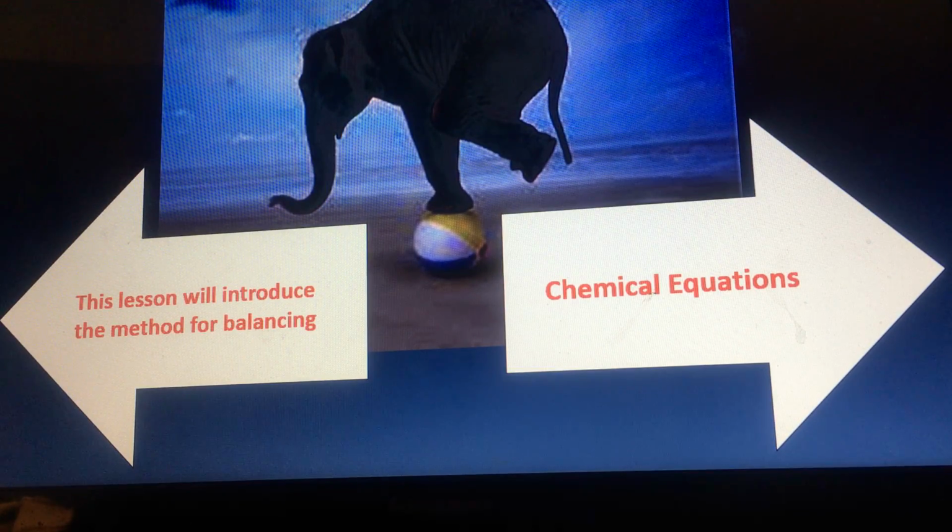Great. Go ahead and take out your graphic organizers. We're going to watch a short PowerPoint right now and then get into small groups to solve some practice problems.